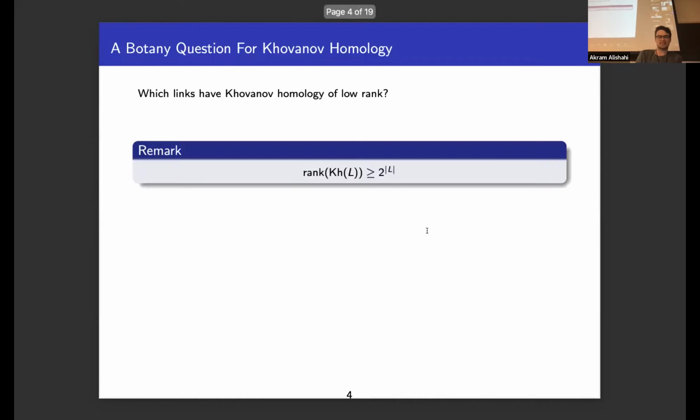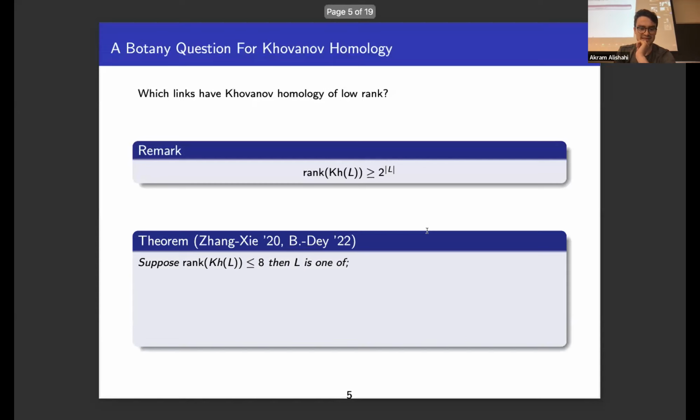Maybe just for context, I wanted to make the following remark: if you've got an L-component link, then the rank of Khovanov homology is at least 2 to the power L. This essentially follows from the fact that evaluating the Jones polynomial at 1 gives you (-2)^L, and of course Khovanov homology categorifies the Jones polynomial. So with that in mind, our result is related to this question.